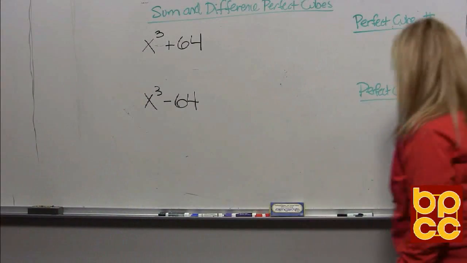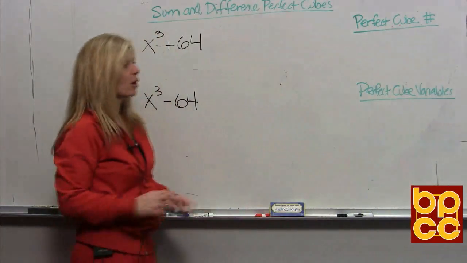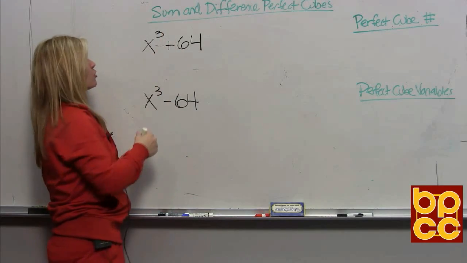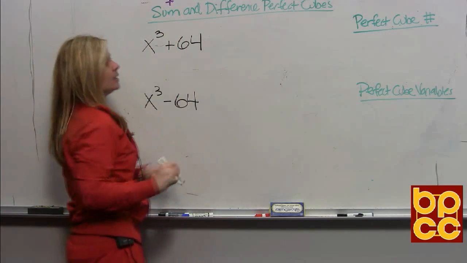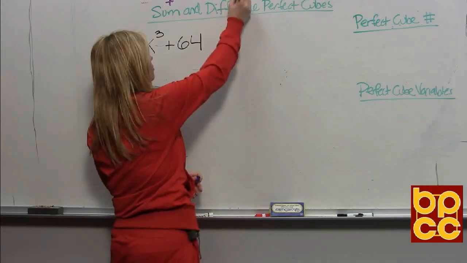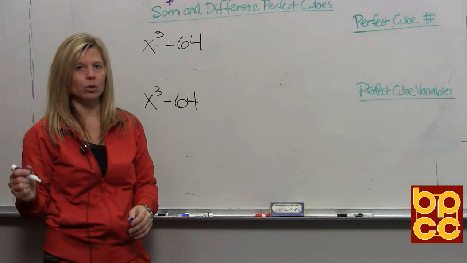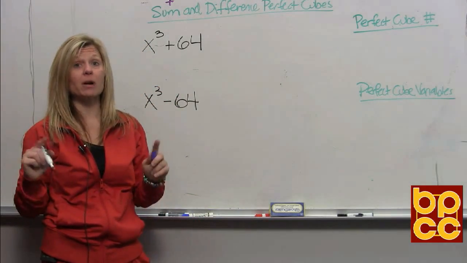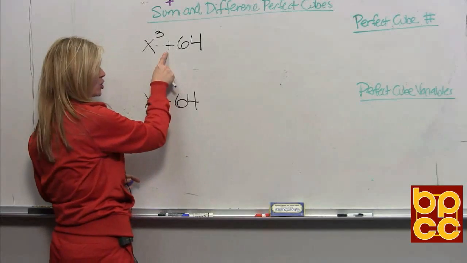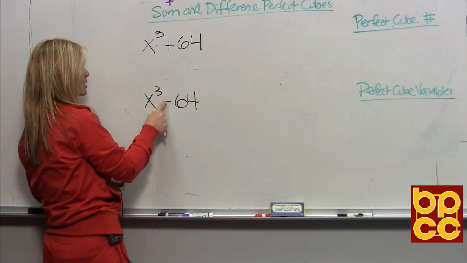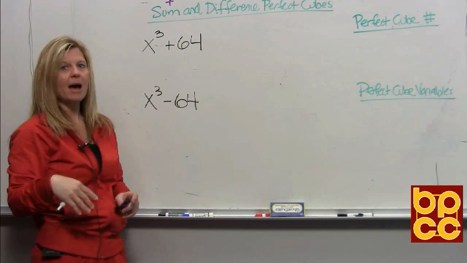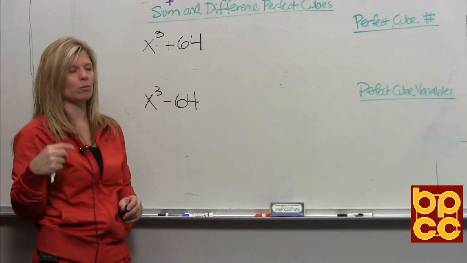So again, part of the problem with this rule is understanding the vocabulary words. So let's go to the board. Let's talk about it. Sum means to add. Difference means to subtract. So to do today's rule, you can have two terms that are either connected by addition or connected by subtraction. So it doesn't matter if it's add or subtract as long as it's two terms.